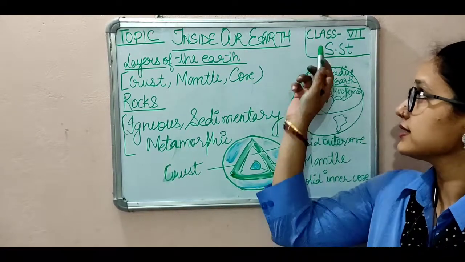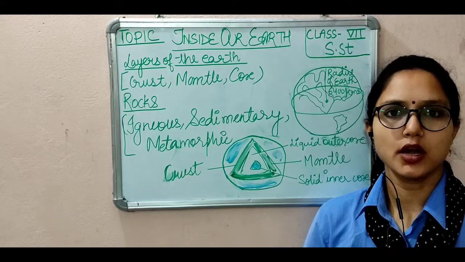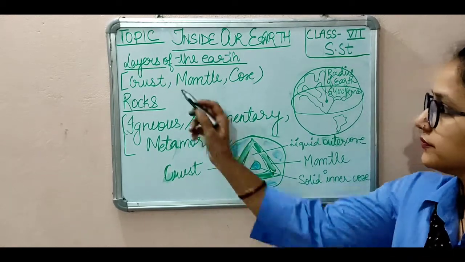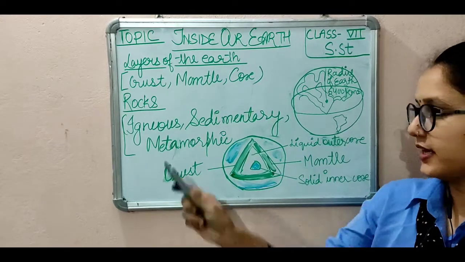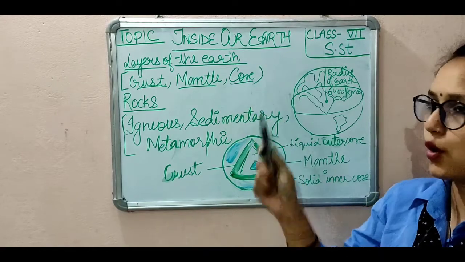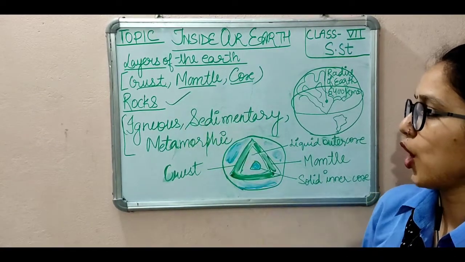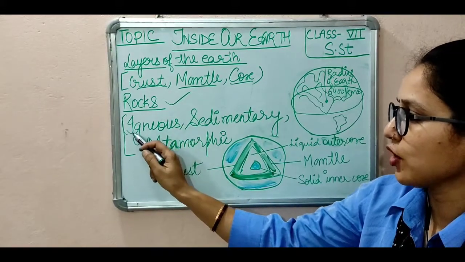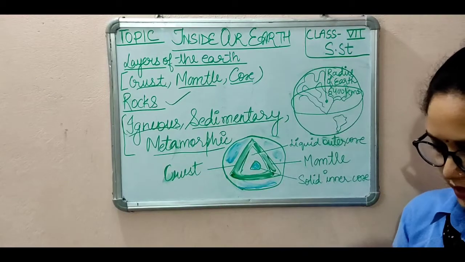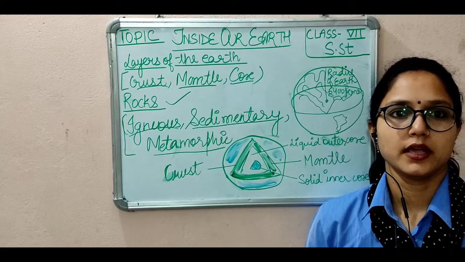The topic of this video is Inside Our Earth, SST of class 7th. In this topic, we will study the layers of the earth: the first layer is crust, then mantle and core. In the next video, we will learn about rocks and their types: igneous, sedimentary and metamorphic rocks. So, let us start.